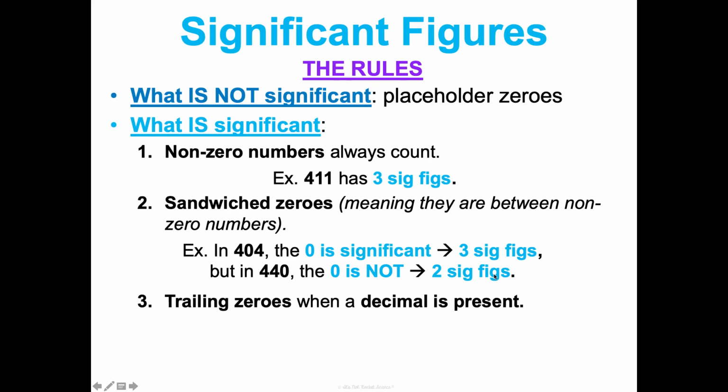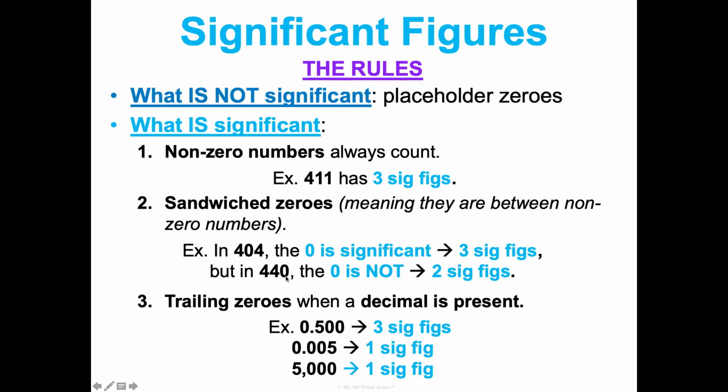The other thing that is significant is trailing zeros. So zeros like this, but only if a decimal is present. So this is a trailing 0, but there's no decimal, so it's not significant. But let's look at these. Okay, this 0, not significant because it's just a placeholder. These zeros are significant because of the decimal. So 1, 2, 3, 3 sig figs. These 3 zeros are all placeholders, so they're not significant. The only sig fig here is the 5.